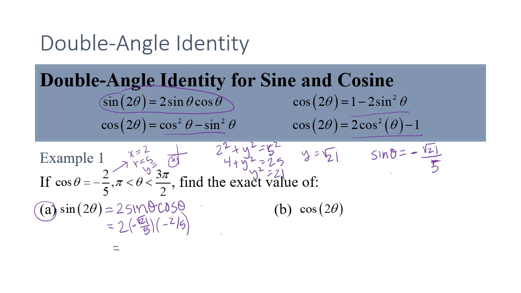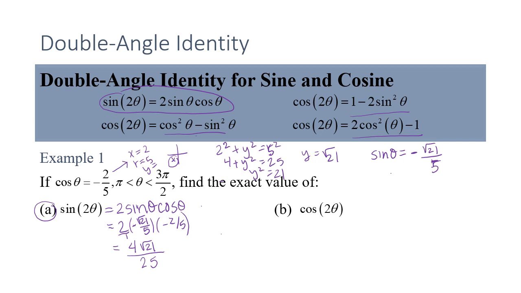When I multiply these out, we can turn that into a fraction and just multiply straight across. So we've got 2 times negative root 21 times negative 2 for the numerator. That gives us positive 4 root 21. And in the denominator, we have 1 times 5, which is 25. And that will not reduce any further.